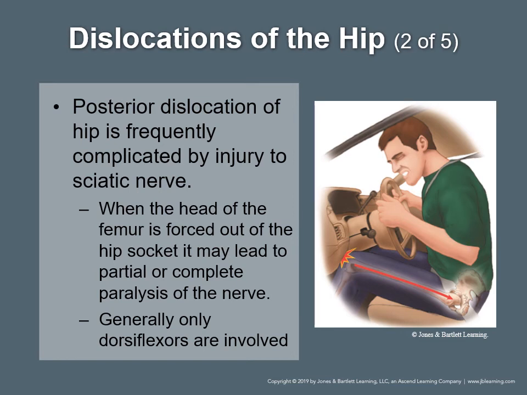Posterior dislocation of the hip is frequently complicated by injury to the sciatic nerve. It is the most important nerve in the lower extremity. It controls activity of muscles in the thigh and below the knee and sensation in the entire leg and foot. When the head of the femur is forced out of the hip socket, it may lead to partial or complete paralysis of the nerve. Generally only the dorsiflexors are involved, and this causes foot drop.